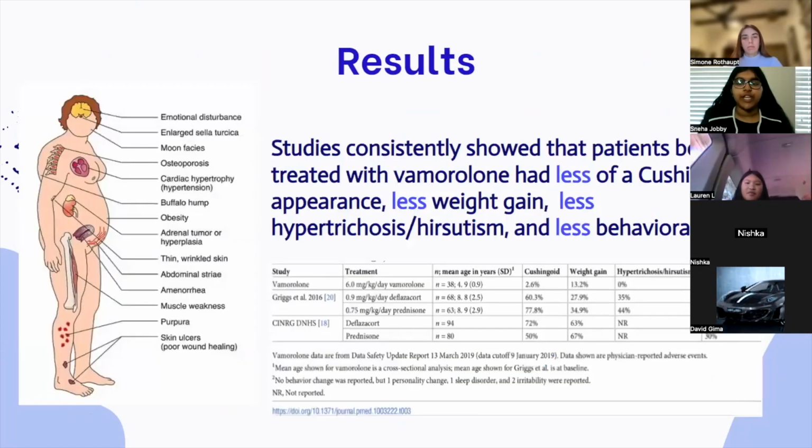Our results, generally speaking, found that patients treated with vamorolone had much fewer side effects than those treated with different dosages of both prednisone and deflazacort, which are two corticosteroids. This specific study analyzed 4 key side effects, which were a Cushingoid appearance, as demonstrated by the diagram on the left, hirsutism, as well as behavioral changes while on one of these 3 drugs.